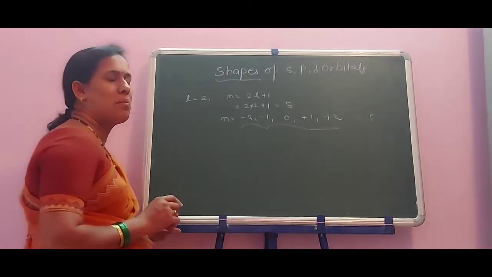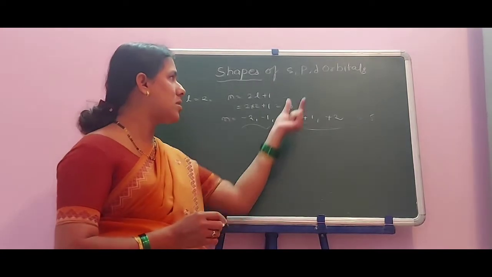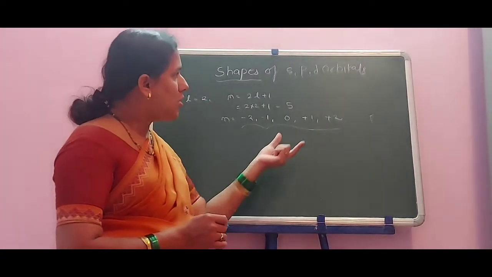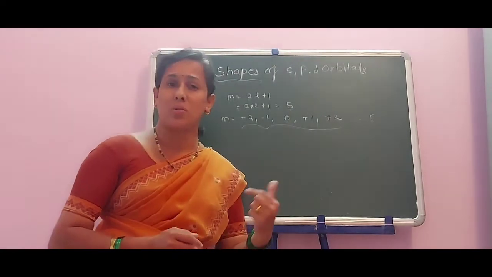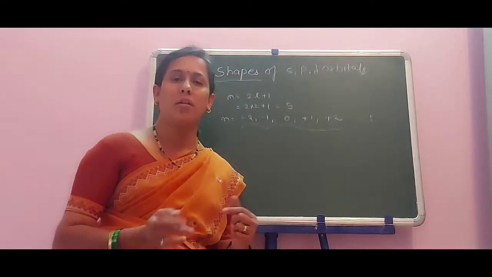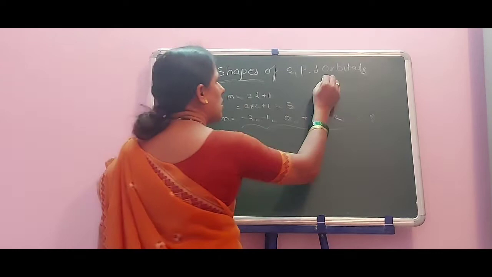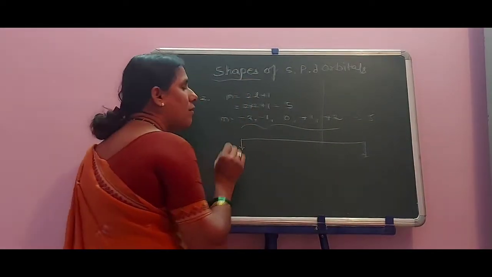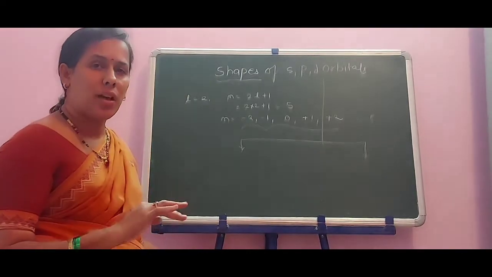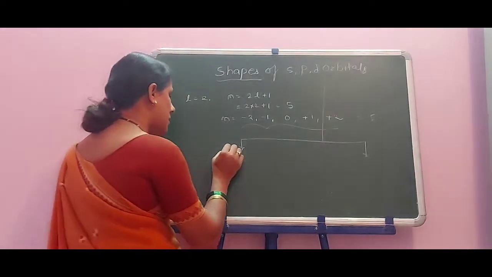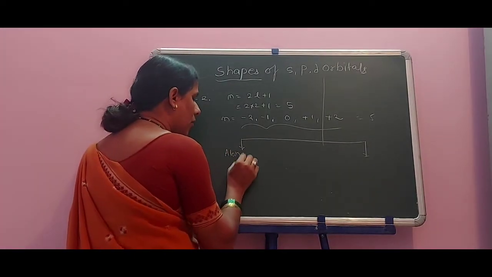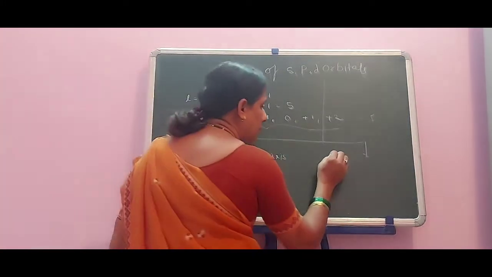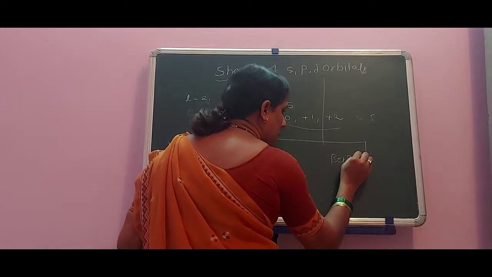The shapes of d orbitals come across according to the symmetry of d orbitals. Actually, all the d orbitals are degenerate. But in d orbitals, there are 2 types. Which are the 2 types? According to the situation of the orbitals: first one is along the axis and the other is between the axis.